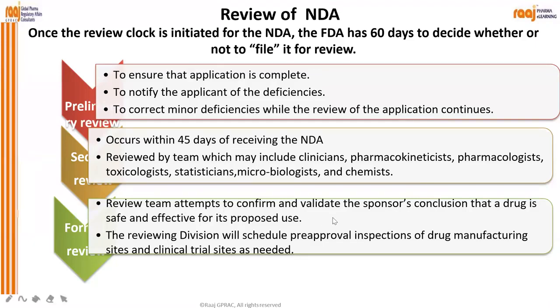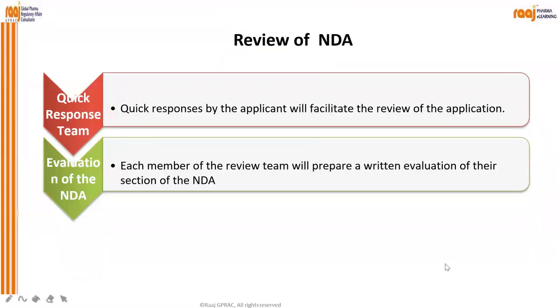Then the review team attempts to confirm and validate the sponsor's conclusion that the drug is safe and effective for the proposed use. The reviewing division will schedule a pre-approval inspection of the drug manufacturing site and the clinical trial site if needed. So hope it is pretty clear about your NDA, ANDA, right? How it is reviewed: a quick response by the applicant will facilitate the review of the application. And each member of the review team will prepare a written evaluation of their section of the NDA.